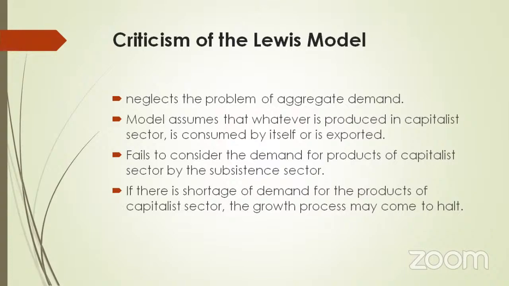It neglects the problem of aggregate demand, assumes that whatever is produced is consumed by itself or exported, and fails to consider the demand for the products of the capitalist sector by the subsistence sector. And if there is no money in the subsistence sector, the demand will not come up. If there's a shortage of demand for the products of the capitalist sector, the growth process will come to a halt. So underdeveloped countries, especially with large populations, have many different issues to grapple with rather than a straightforward industrial policy formulation. So that was the criticism of Lewis' model.